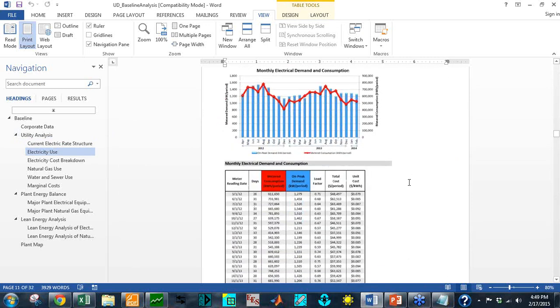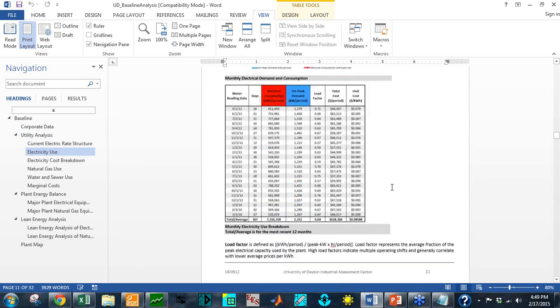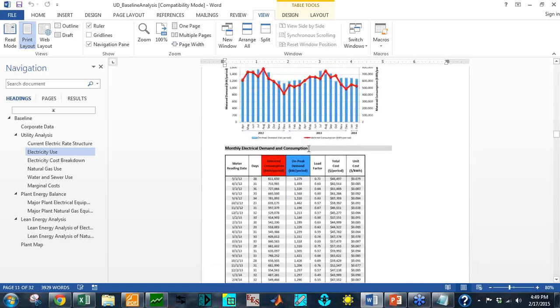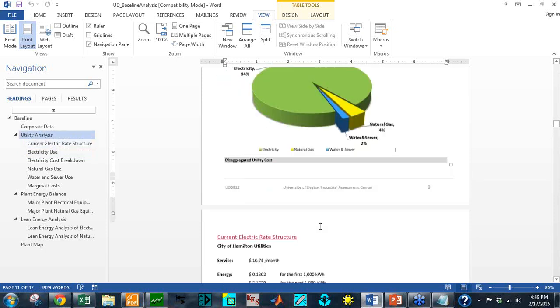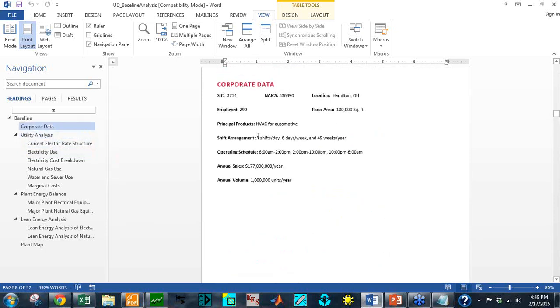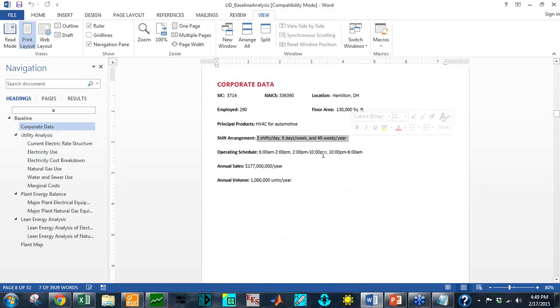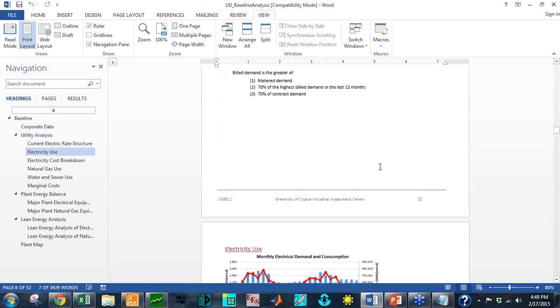Again, these are looking a little bit familiar. This is just the information that's reading from this. So this is all the information straight from the bill. And then we also calculate load factor to see how many shifts they have a day. So a high load factor indicates 3 shifts in this case, and a low would indicate 1 maybe, depending. And we try to match that up with that corporate data that you saw. So they told us they had 3 shifts a day, 6 days a week, 49 weeks a year, and that matches up pretty nicely.